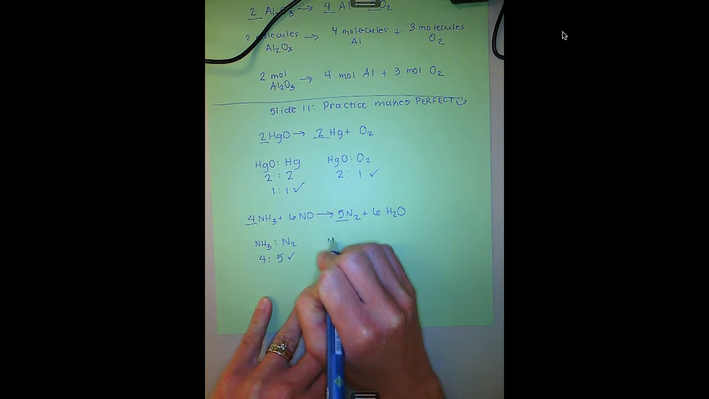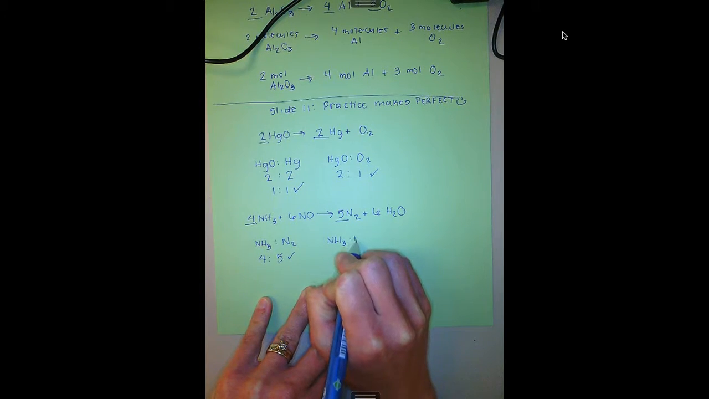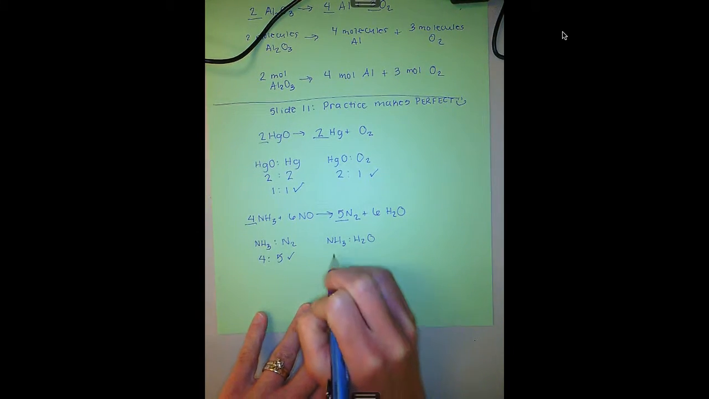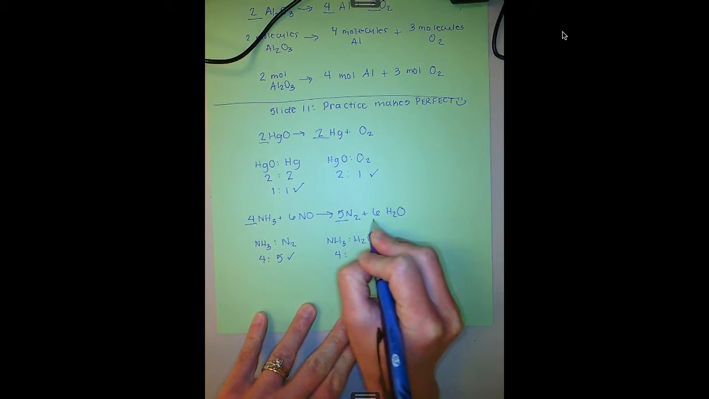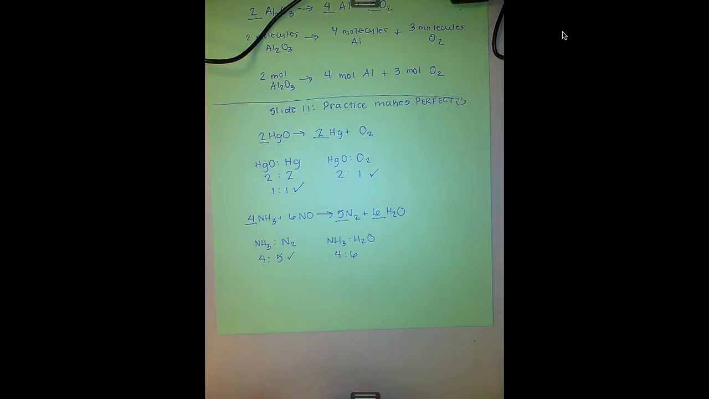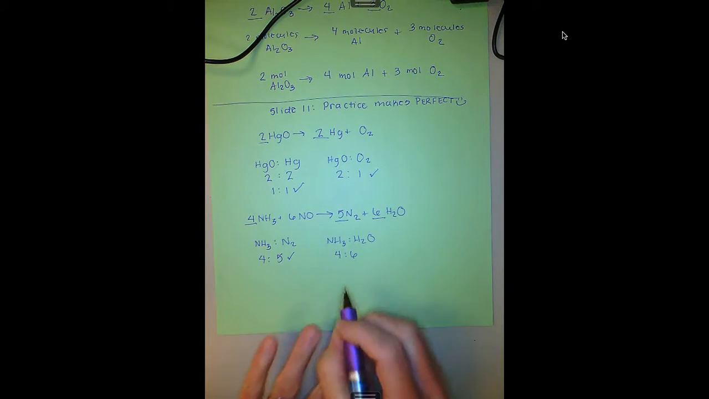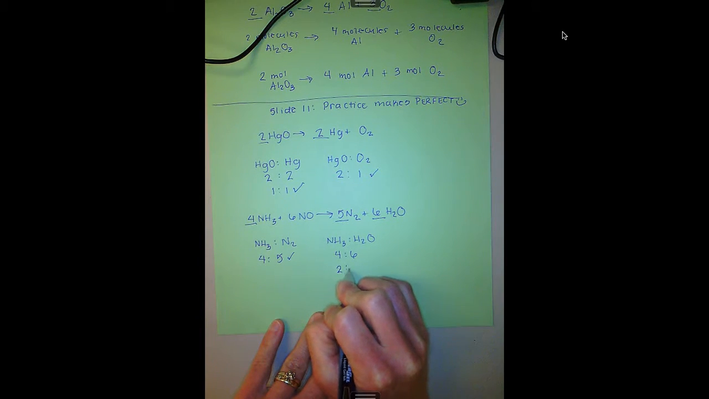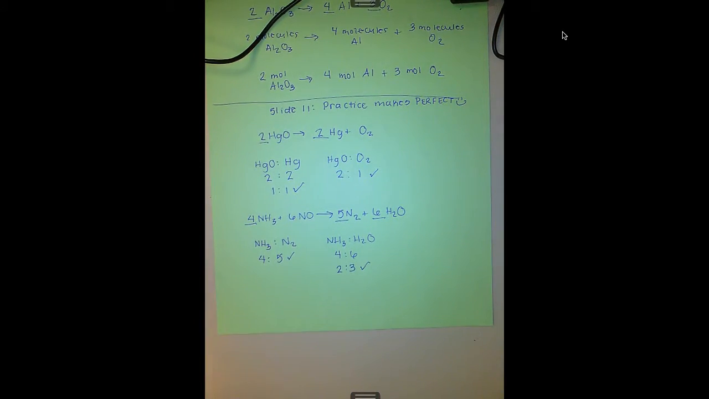If we were to look at NH3 compared to H2O, we would have 4. Coefficient in front of H2O is a 6. Again, think of these like a fraction. This can definitely be reduced, and it would be reduced to 2 over 3, or 2 to 3.